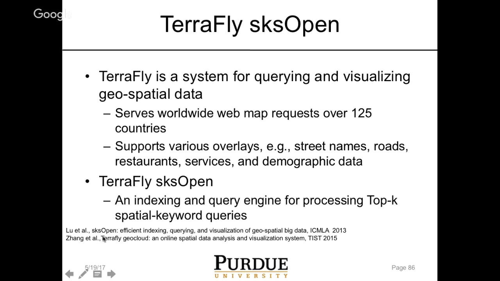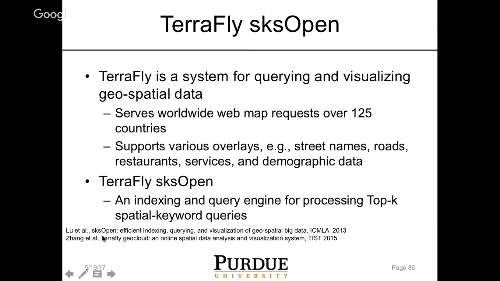Another system is called the TerraFly SKS Open. TerraFly is a system for querying and visualizing geospatial data, and it's a popular system that serves worldwide map requests from multiple countries and supports multiple overlays of this spatial data, and street names, roads, and restaurants and services.